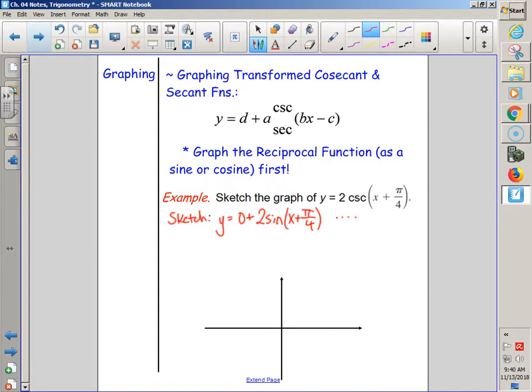So in order to graph the reciprocal function, in order to graph cosecant, graph sine first. Then we're going to meet up at the maxes and mins. Bounce, bounce. So what do we really have to do to finish off the last 5 minutes of class and get this graph done?